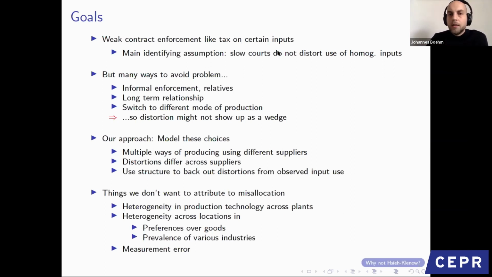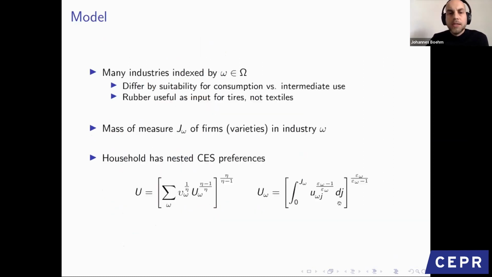So we are facing all these challenges that the misallocation literature has faced in trying to get distortions in factor markets. We don't want to attribute heterogeneity in production technology to misallocation. We don't want to attribute heterogeneity across locations in prevalence of various industries, comparative advantage, demand parameters, and so on to misallocation. And also very importantly, in particular in the context of a developing country, we don't want to attribute measurement error to misallocation. So these are the challenges.